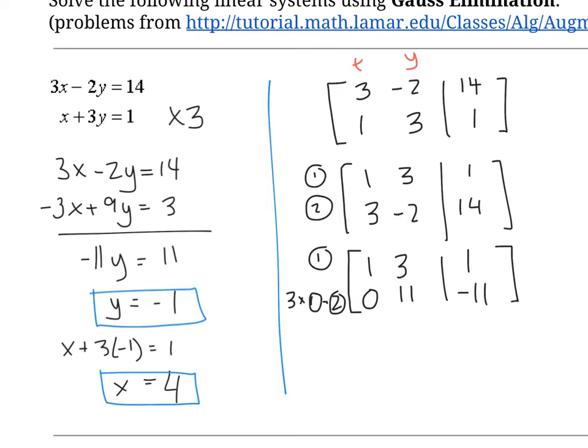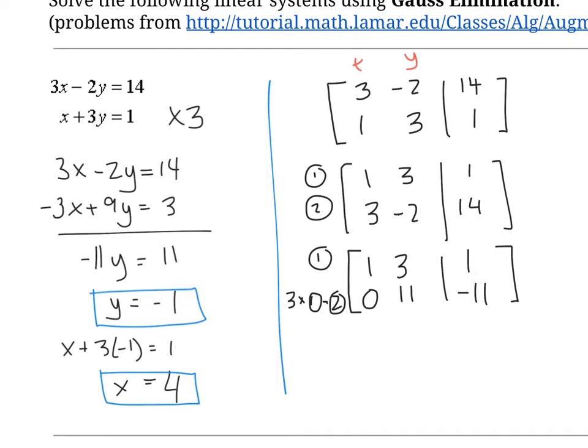So all I've done here is I've eliminated that x. It's the same thing we did on the left-hand side over here. We eliminated that x by multiplying this equation by 3 and then subtracting. We multiplied that first equation by 3 and then subtracted to eliminate that x.